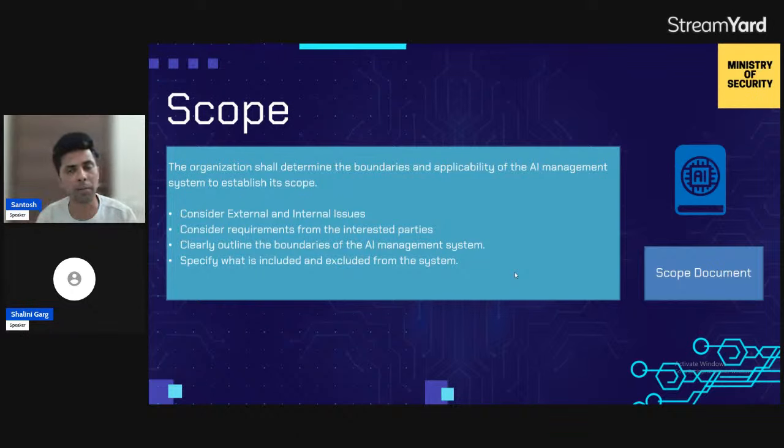The second is scope. You need to draw a boundary. You need to define which department, or is it the entire organization? Are you going to serve a customer? Are you developing artificial intelligence to streamline certain processes within your organization? You need to define that scope.